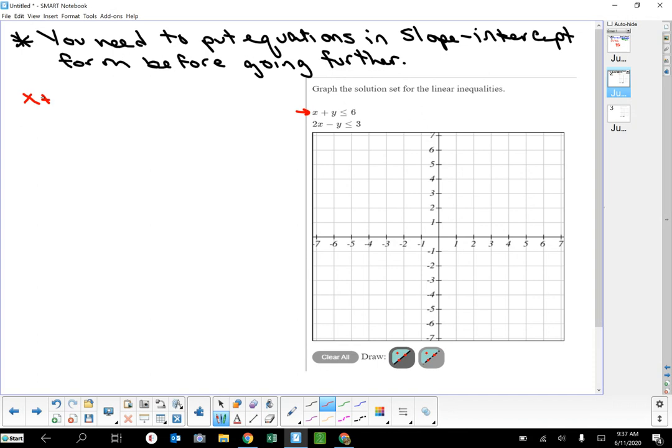So we have x plus y is less than or equal to 6. I'm going to move the x, which means I'm going to subtract it from both sides. So I have y is less than or equal to negative x plus 6, and that one's done.